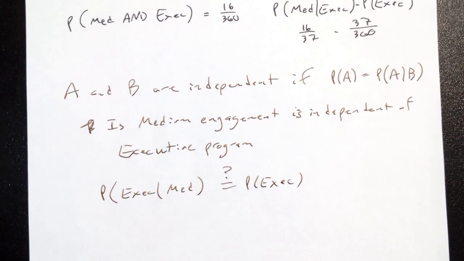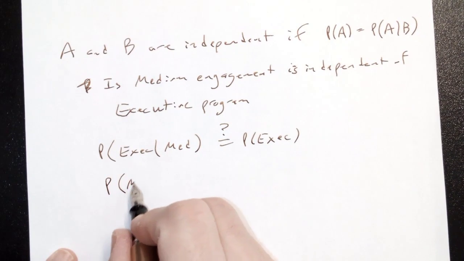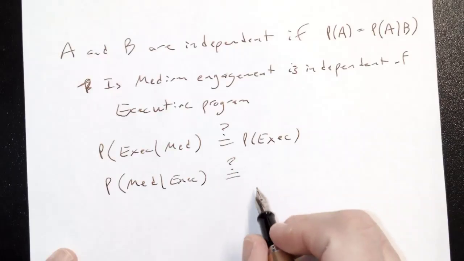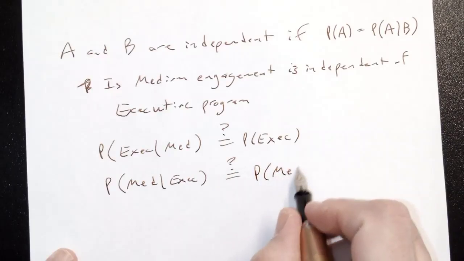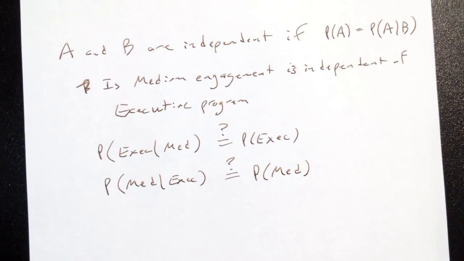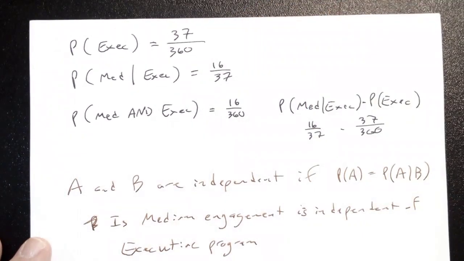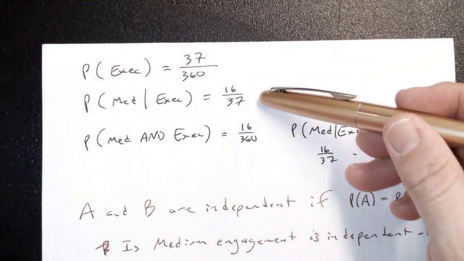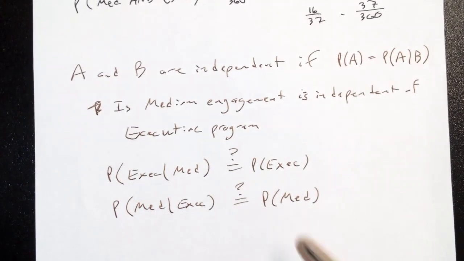Or I could reverse the order and say the comparison of medium given executive with the probability of just being in the medium engagement class. So in either case, I'm going to need one other probability to compare it to. If I'm using this version, I'm comparing the 37 over 360 with a number I don't have yet. If I'm using this version, I'm comparing the 16 over 37 with a number I don't have yet. In either case, I need one more probability. So Mike, which one do you want to do? The top one or the bottom one?